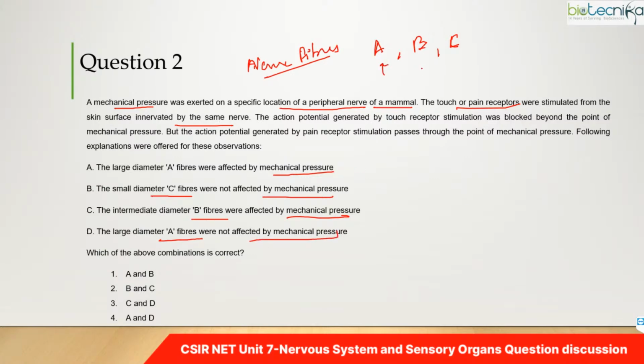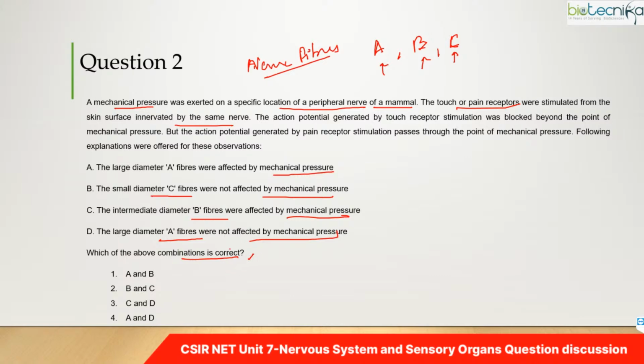So here you need to know the characteristics of these fibers. Whether A is large or small, it can be affected by mechanical pressure, by vibration. Mechanical pressure means vibration, touch, pressure, pain, like that. So you need to know the characteristics of these A, B, and C fibers. If you know that, you can solve this question. So just try, and tell me which of the above combinations is correct.